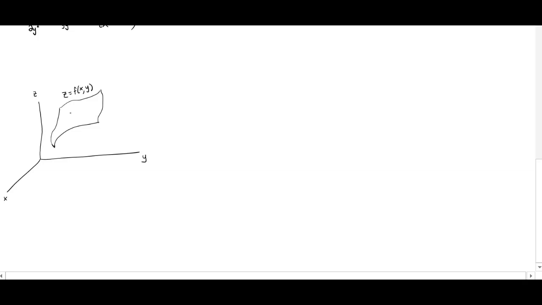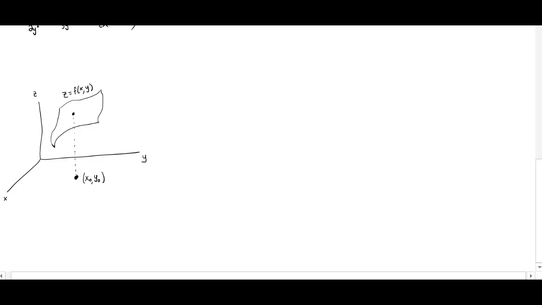Now, let's say I have this point x naught, y naught in the xy plane. And then this point directly above it on the surface would be the point x naught, y naught, and then the z-coordinate would just be f of x naught, y naught, right? So the function just gives us the z-coordinate.